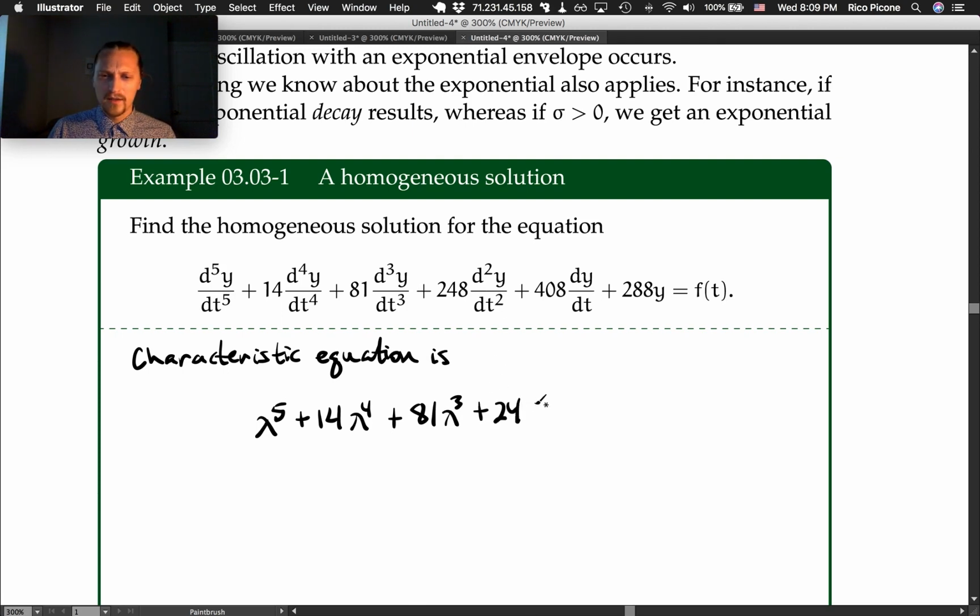It's almost getting boring at this point, right? We just are repeating the same thing over and over again. And 408 lambda plus 288. And then lambda to the 0, because of 0 time derivatives here. So lambda to the 0th power gives you just 1. And we are going to set that equal to 0. We could have written down the homogeneous equation with f of t set to 0, but it's really an unnecessary step. We're just saying, okay, for the homogeneous solution, we set that to 0.